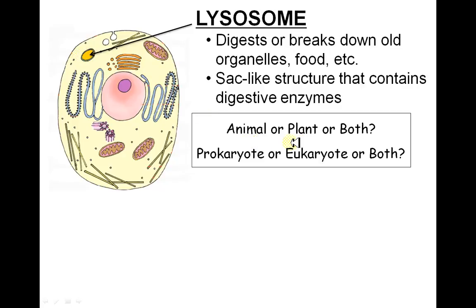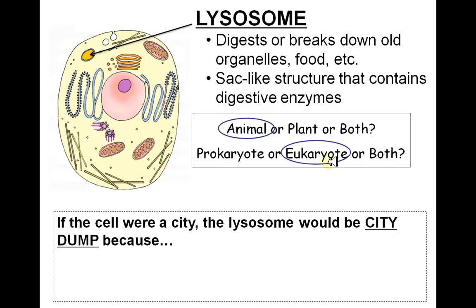Is it found in plants or animals or both? Only in animal cells. Prokaryotic or eukaryotic, it's an organelle, so it's only going to be in eukaryotic cells. And if this was going to be cell city, probably be a city dump. Or it could actually be a factory that renders proteins or something.